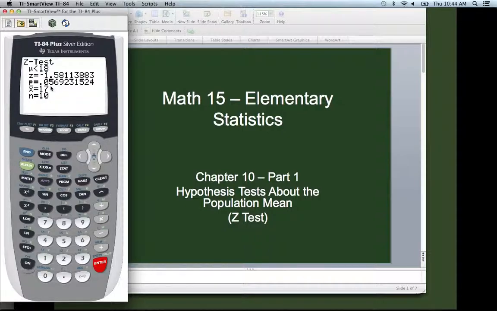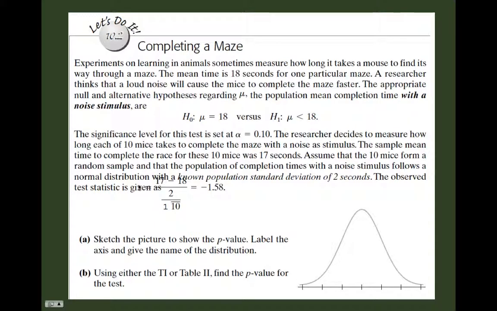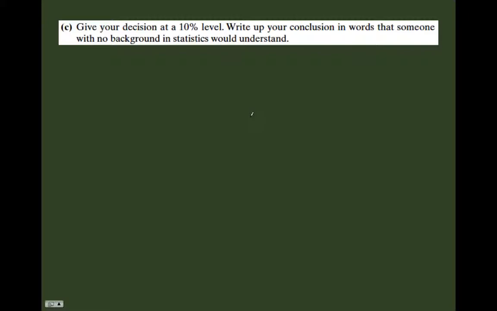there's my p-value. It's about 0.057. So the p-value that we calculated is about 0.057 roughly, or 0.06, about 6%. Now we were told that the alpha is 10%, okay? So what's our conclusion going to be?